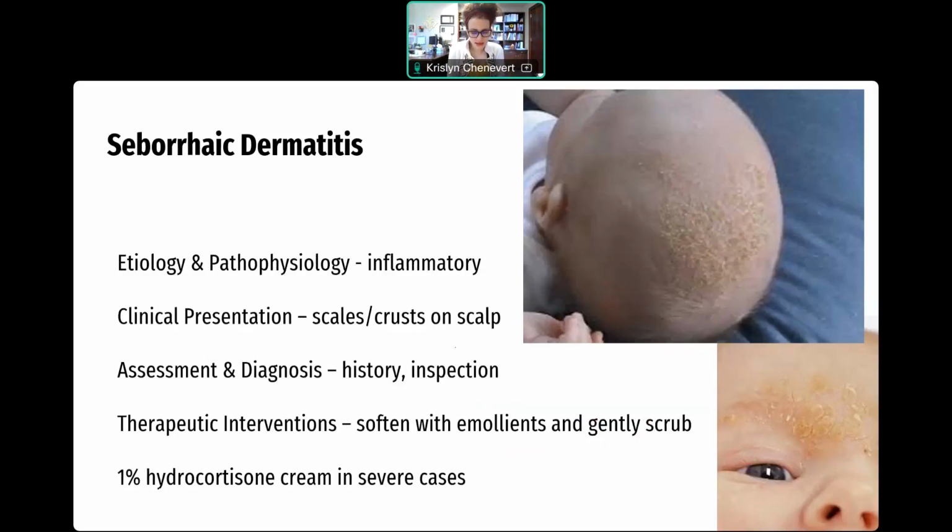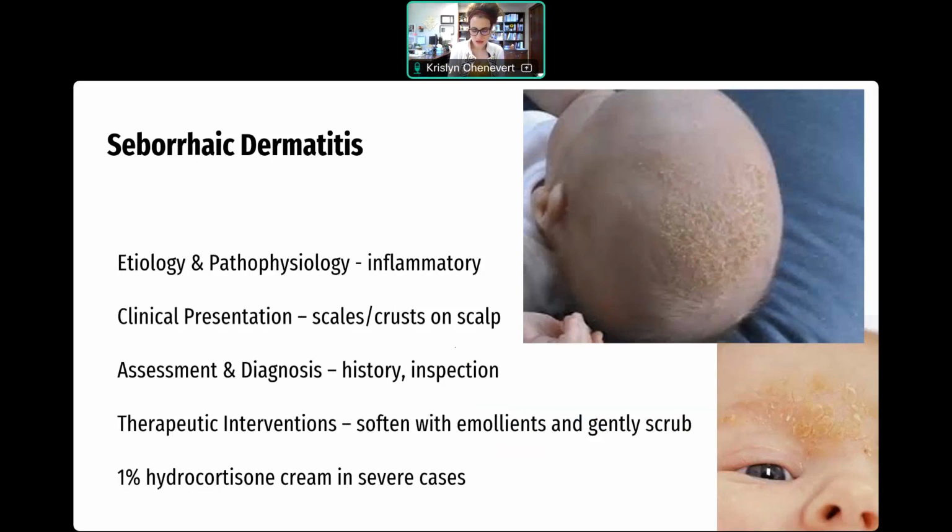Seborrheic dermatitis, more commonly known as cradle cap. This is page 223 in your book. This is inflammatory in nature. It more frequently occurs on the scalp, but can affect the nose, eyebrows, and ears, usually in infants, but we can see it in adolescents as well. It presents with these characteristic scales you can see on the scalp of this baby and the eyebrows.